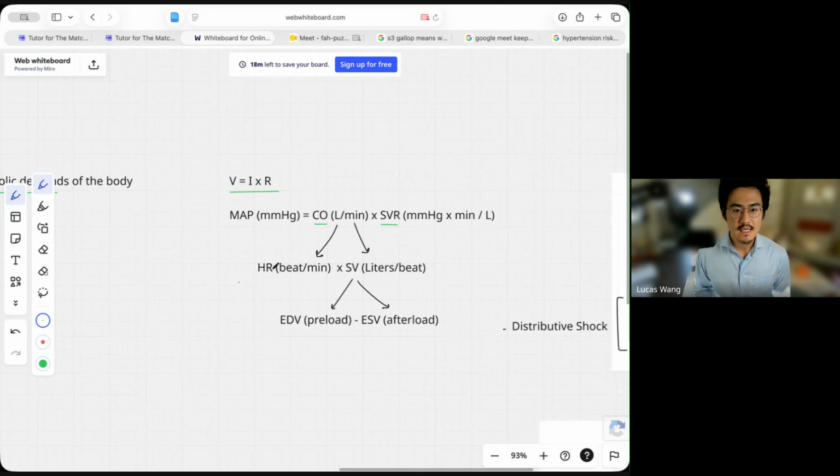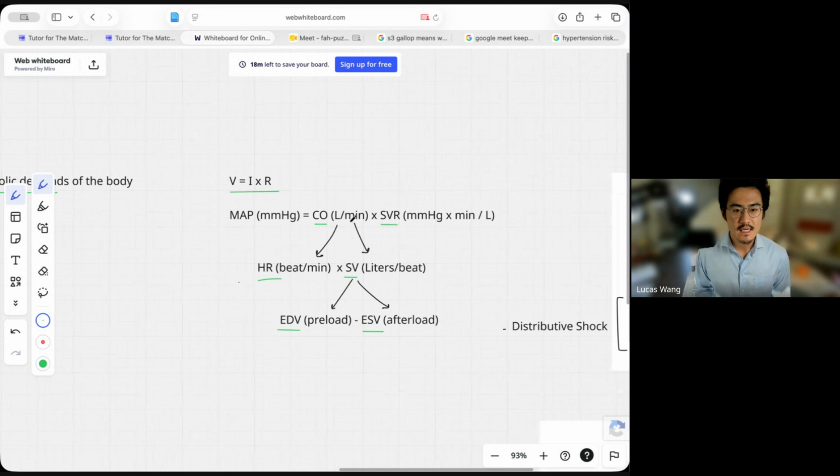CO can be further broken down into heart rate times stroke volume, and stroke volume can be further broken down into end diastolic volume, how much blood is going to be in the left ventricle at the end of diastole, minus end systolic volume, how much blood is left after the end of systole. So you subtract those, and that tells you how much blood left the heart after a good squeeze, at the end of the systolic phase.